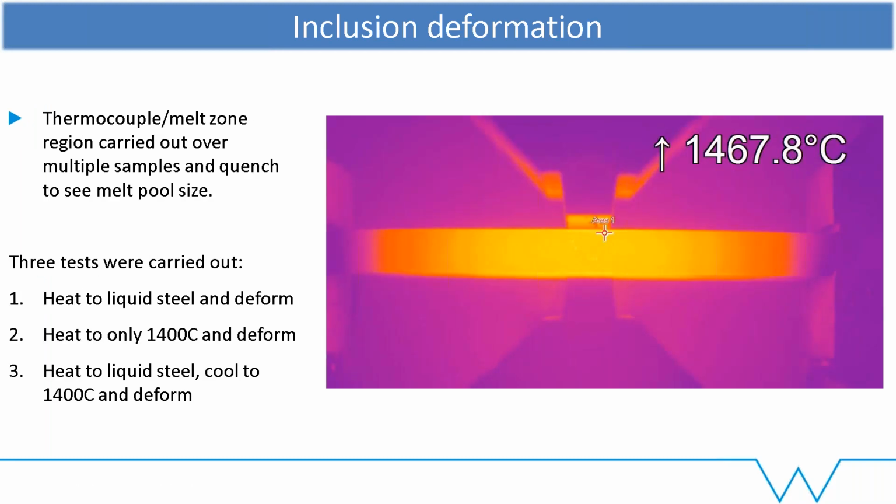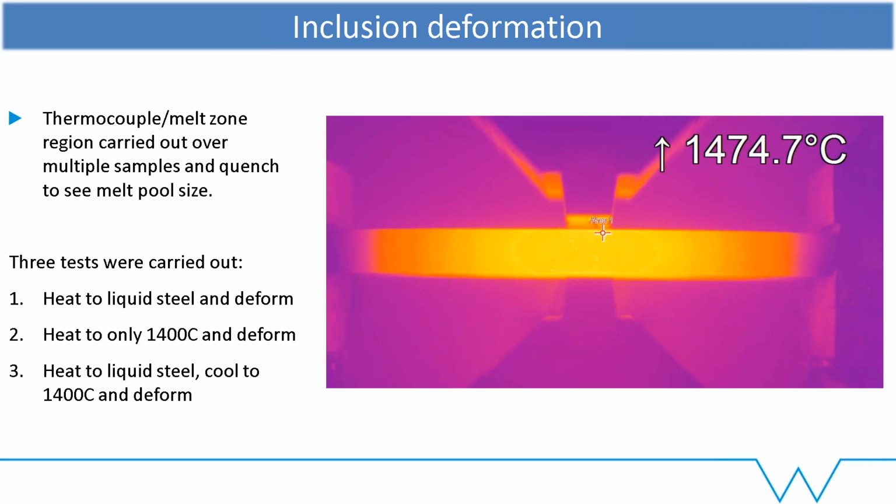So for this, we use a plane strain setup. You can see the video here, and what we're trying to do is achieve slightly different scenarios. So the first scenario is that we want to heat it up so we have a completely liquid core, and then we want to deform with a liquid core.